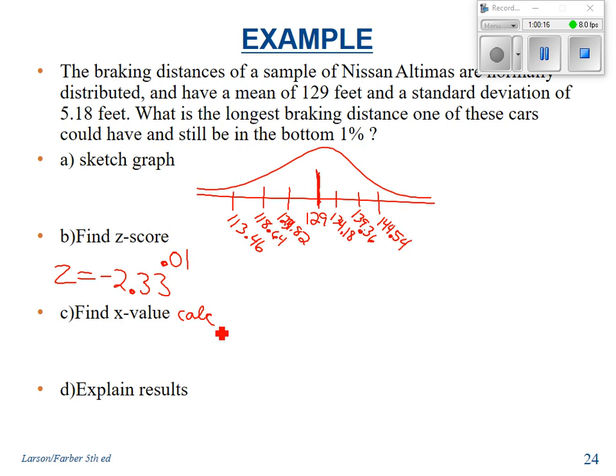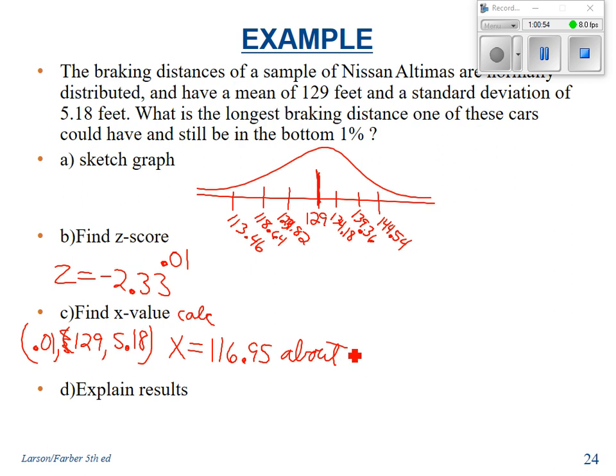No. If you don't want to use the formula, then grab your calculator. What are you going to type into your calculator? The mean of 129 and the standard deviation of 5.18, in that order? No, the area should be first. What area do we want? 0.01, right? Type that in. Again, some of you need commas, some of you don't. What's it come out to be? 116.95. What's that telling us? If you want to be in the bottom 1%, you've got to stop in 116.95 feet or less.